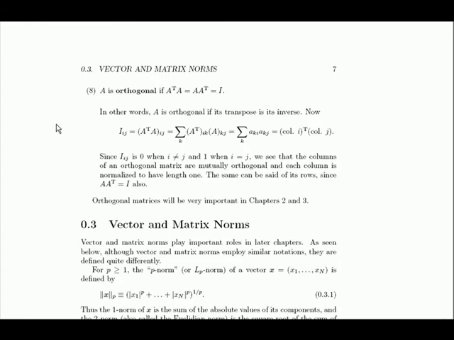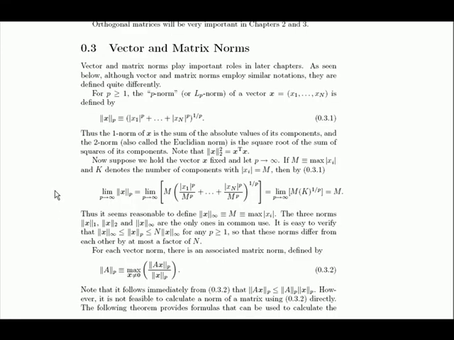Orthogonal matrices will be important in chapters 2 and 3. An orthogonal matrix is a matrix whose transpose is its inverse. In other words, A transpose A is equal to the identity, and therefore A A transpose is also equal to the identity. It's easy to show that in an orthogonal matrix, the columns are mutually orthogonal and all have L2 norm 1, and similarly for the rows. So the rows form an orthonormal set. The columns form an orthonormal set also, so it's a very special matrix.